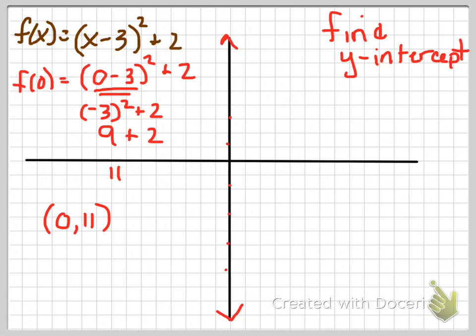And we could put that on the graph if we had enough spaces. 1, 2, 3, 4, 5, 6, 7, 8, 9, 10, 11. I don't have enough spots on this graph, but that would be a point, again, along the y-axis.